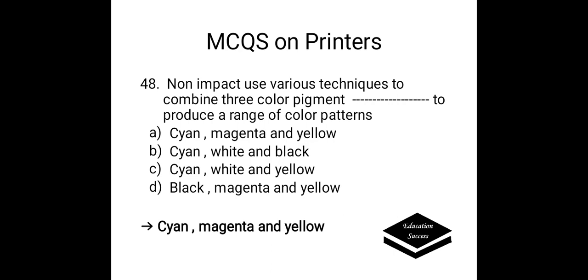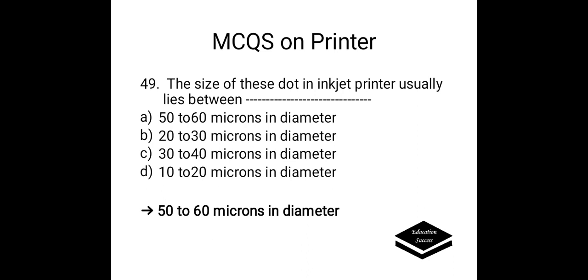Non-impact use various techniques to combine three color pigments dash to produce a range of color patterns. Options are A. Cyan, magenta and yellow, B. Cyan, white and black, C. Cyan, white and yellow, D. Black, magenta and yellow. Correct answer is A. Cyan, magenta and yellow. Non-impact use various techniques to combine three color pigments of cyan, magenta and yellow to produce a range of color patterns.